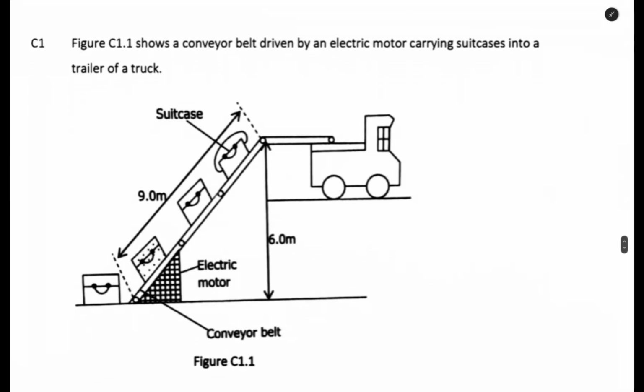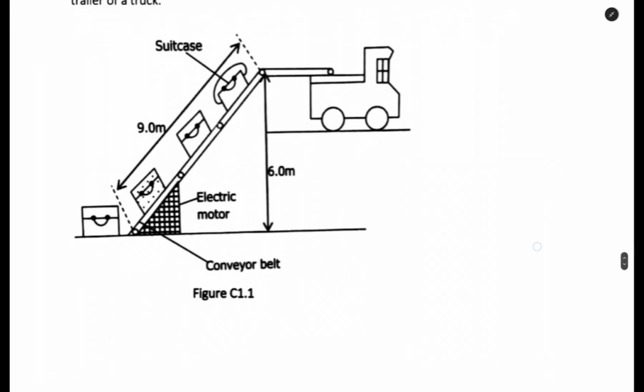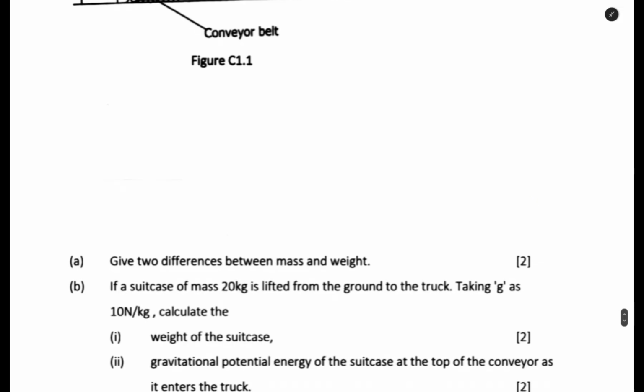It was in section C, where you get to choose questions. So it was C1. Figure C1.1 shows a conveyor belt driven by an electric motor carrying a suitcase into a trailer of a truck, as you can see in the diagram. The first question is: give two differences between mass and weight.